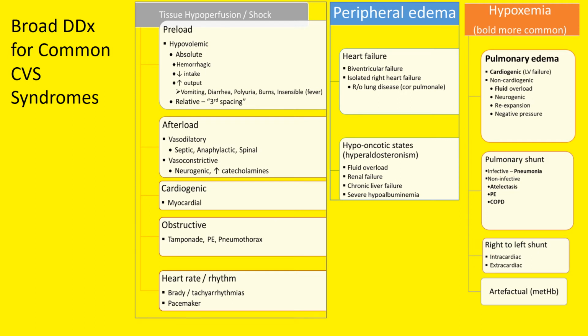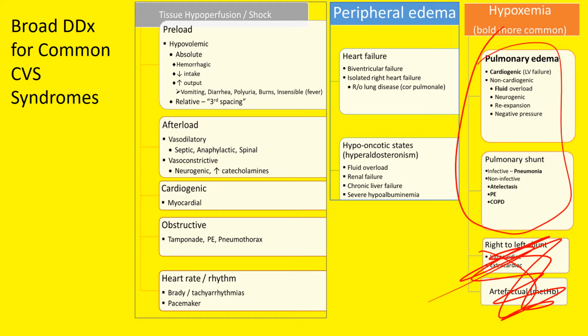And finally, you can have artifactual. So the patient is actually not hypoxemic, but the measurement on the pulse oximeter is wrong. Things like methemoglobin and so on. Okay, these are not really common in a fellowship exam. These are going to be the far more common causes.